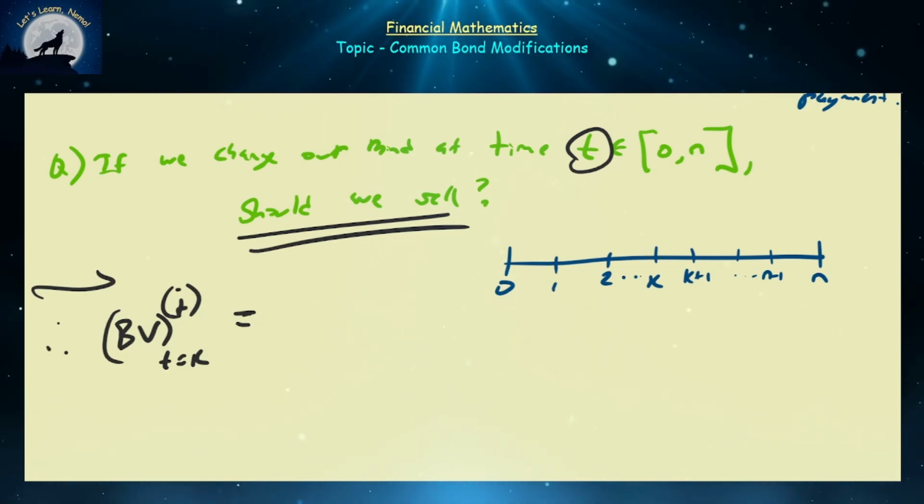So if we want to find our book value at this particular time, which only considers the rest of the payments because that's what we will sell if we do sell anything, this is just going to be equal to just a shifted or deferred annuity immediate.